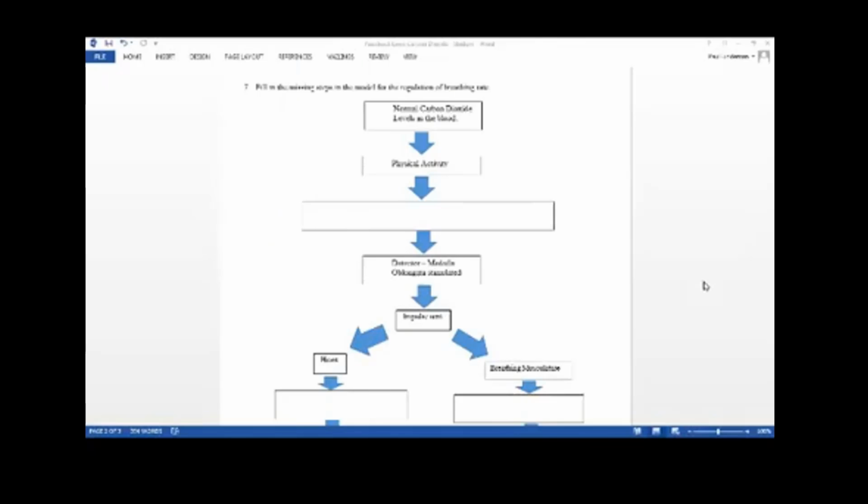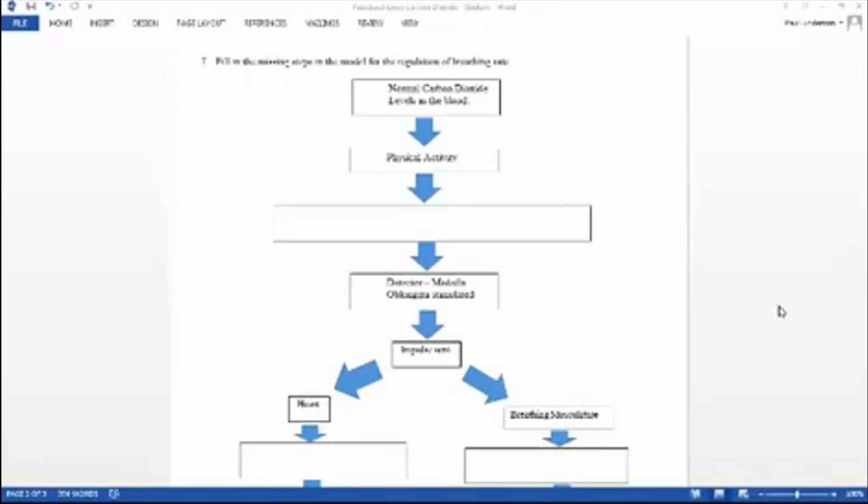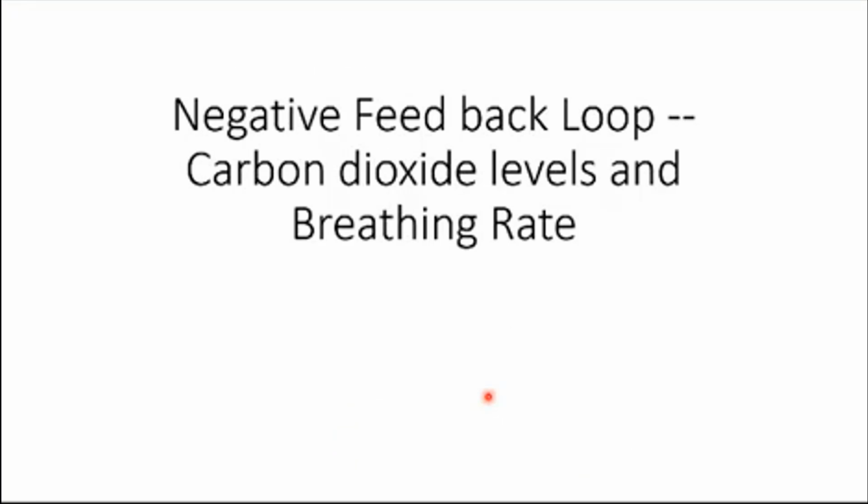Hello again. You should be on this part of your activity right now and filling in this, and so I'm going to give you some background information so you can understand what's happening a little bit better. Let's go to my PowerPoint. Here we are, negative feedback loop, carbon dioxide levels and breathing rates. So let's review a little bit.